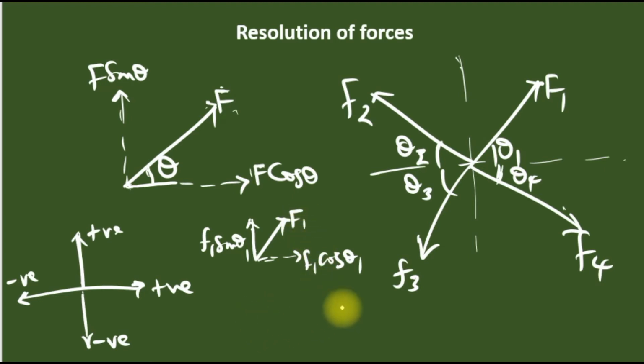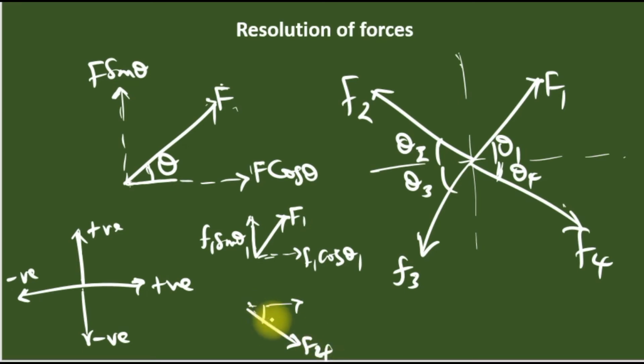For force F2, remember it's like this. So we need to resolve it this way. This F2, sorry, this F4. So this theta 4, this theta 4. So we have F4 cos theta 4, and y down is now, remember I told you, if you go down it is negative, so it's minus F4 sine theta 4. So that's for this one.